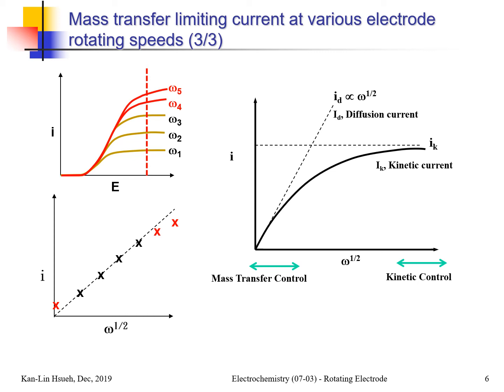So the kinetic control and mass transfer control are actually based on two factors. One is the electric potential. Second is the rotating speed. So for a single rotating speed, if you change the potential, it will change from kinetic control into mass transfer control. But if you fix a given potential and change the velocity, then it will switch from mass transfer control into kinetic control, something like this.